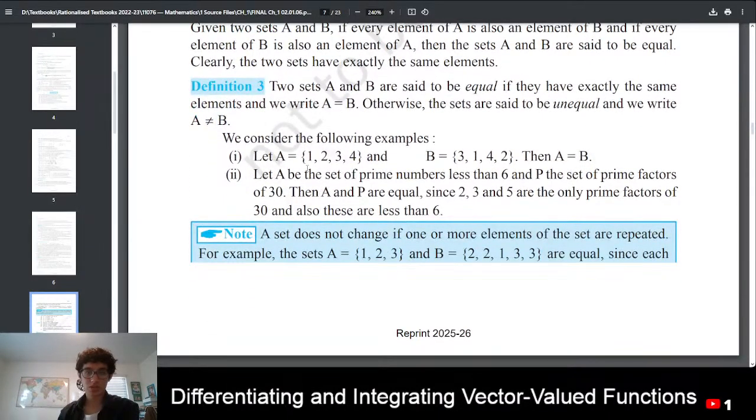Let's consider a few examples. 1, 2, 3, 4 and 1, 2, 3, 4. Different order, but the same stuff. So A equals B.